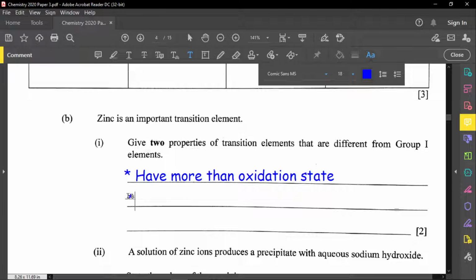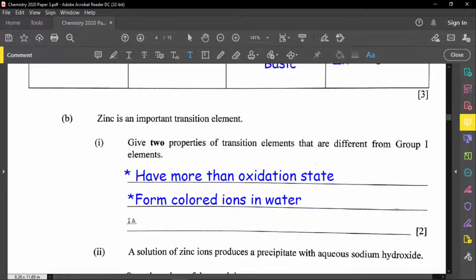Another property we can list is that they generally form colored ions in water. Like here, you notice copper is colorful. So they generally form colored ions in water.